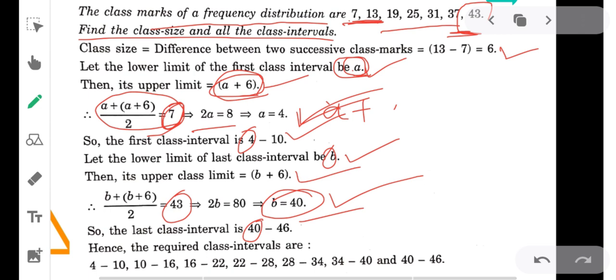Now all the class intervals will be 4 to 10, then 10 to 16, then 16 to 22, 22 to 28, 28 to 34, 34 to 40, and 40 to 46. Okay.